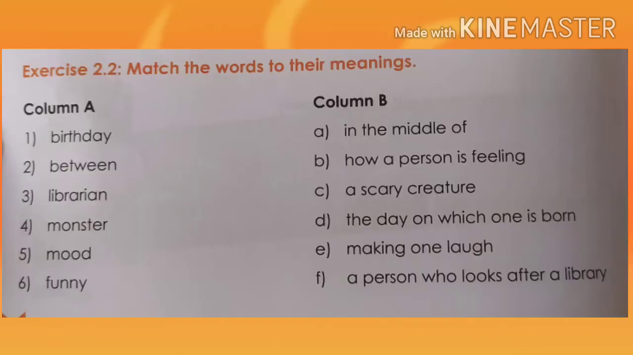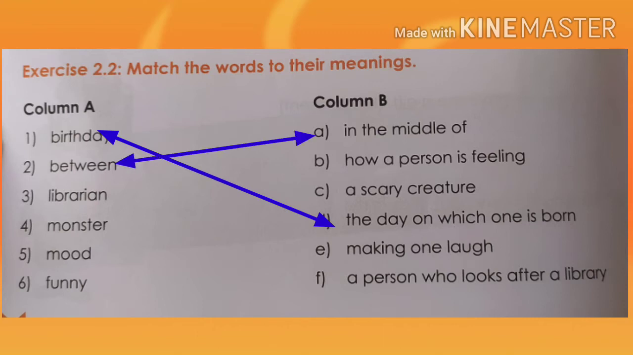Then the next exercise is match the words to their meaning. So first word is birthday in column A. So we have to match it with option D in column B, the day on which one is born. Then the second word is between. So the meaning of between is in the middle of, in column B option A. So we have to match it.